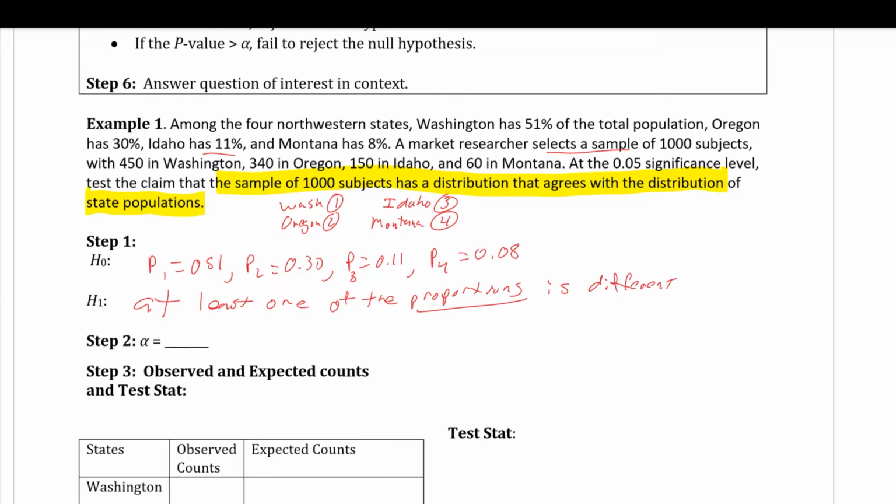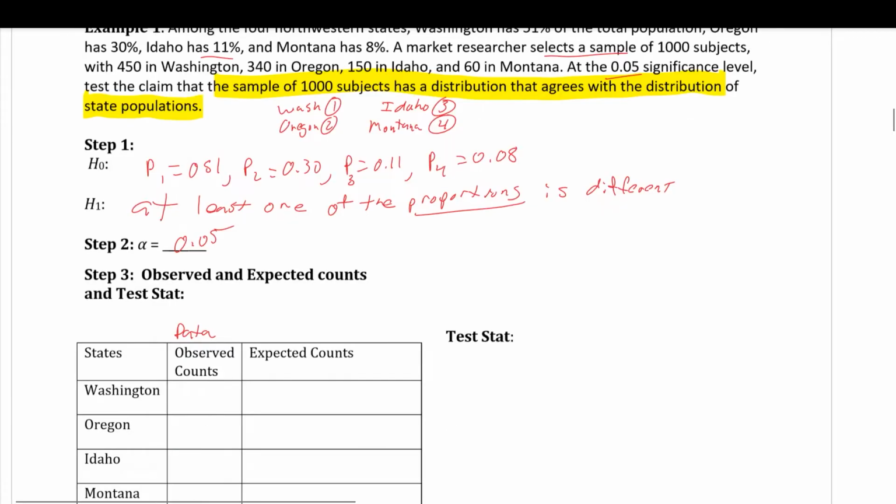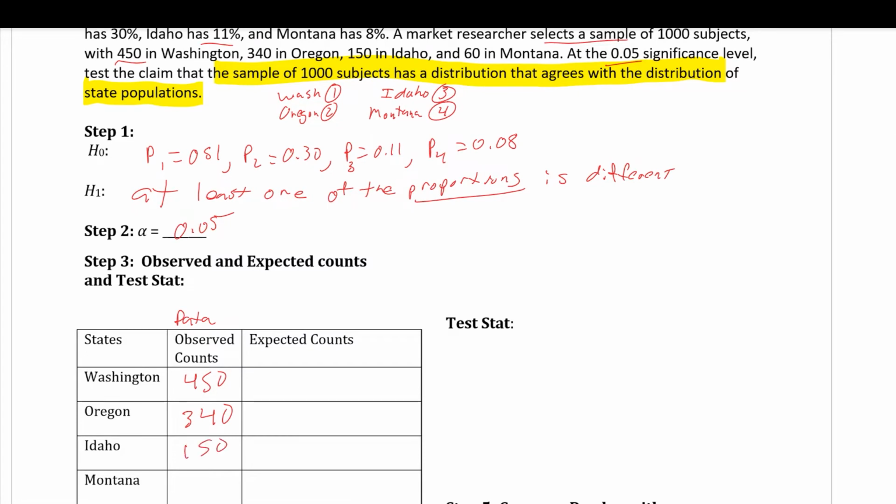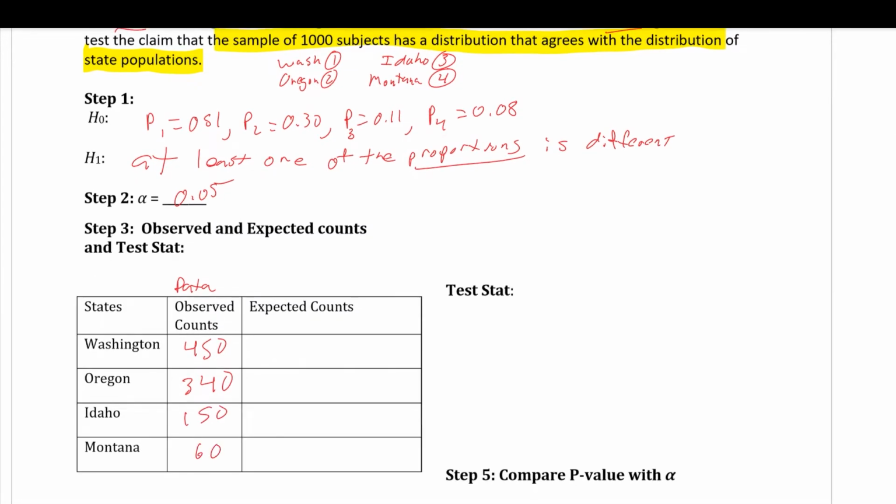Step 2, our alpha is our significance level. Step 3, okay. So let's come up with the observed counts and the expected counts. That's our first order of business here. Again, from the data, really, that's where we come up with the observed values. We have in Washington, what was the observed here? It looks like there were 450 in Washington. Oregon, I believe there was 340. Idaho, 150. Montana, 60.